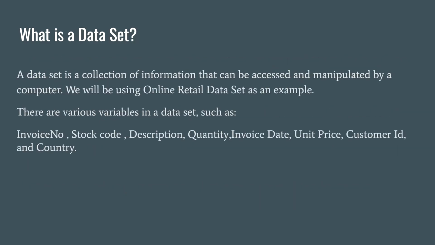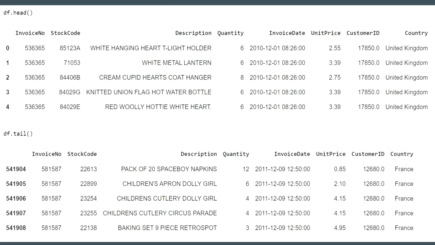What is a dataset? A dataset is a collection of information that can be accessed and manipulated by a computer. We will be using the online retail dataset as an example. There are various variables in a dataset such as invoice no, stock code, description, quantity, invoice date, unit price, customer ID, and country. This is the online retail dataset.